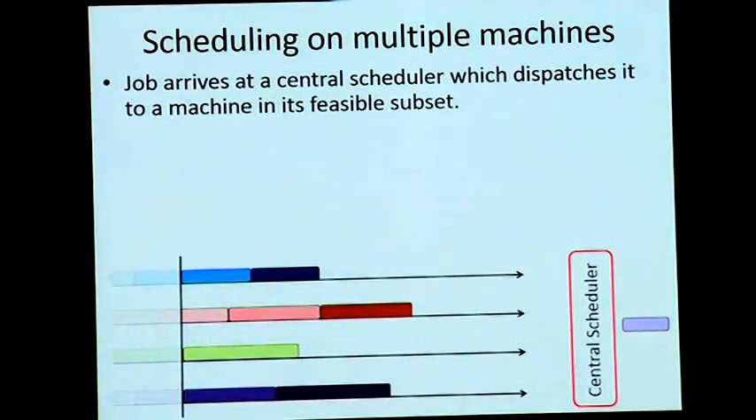And what happens now? So a job arrives, and there's usually a notion of a central scheduler. And the central scheduler will decide which machine to put the job on. So the 4 lines here are the 4 machines.